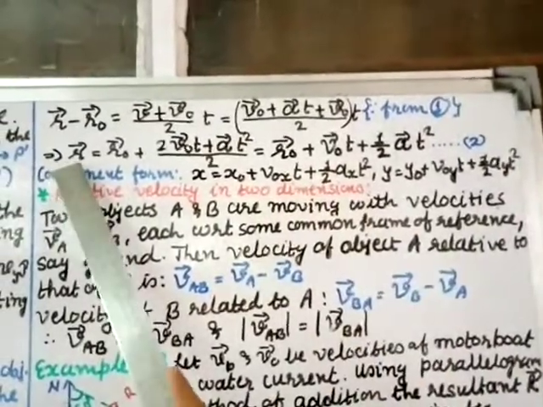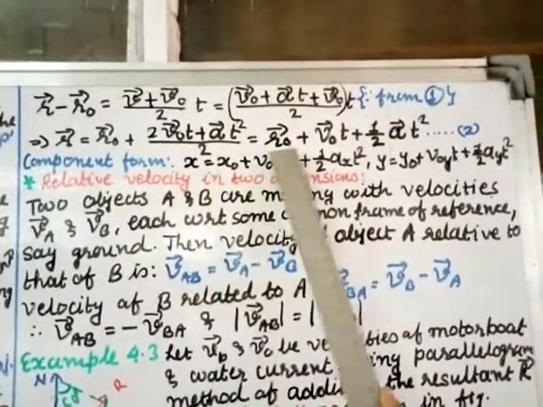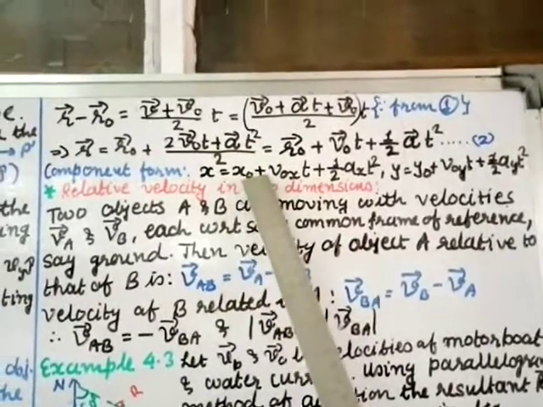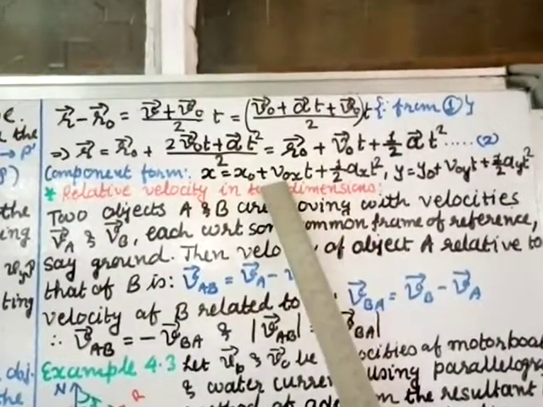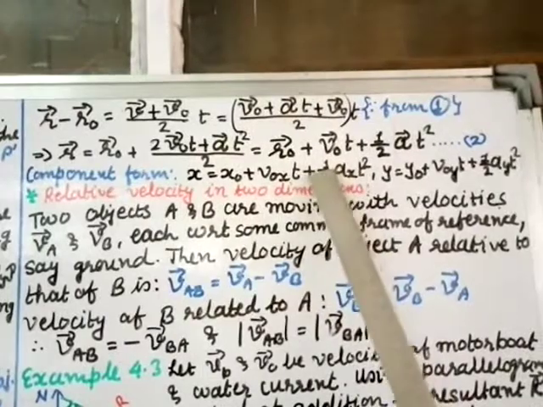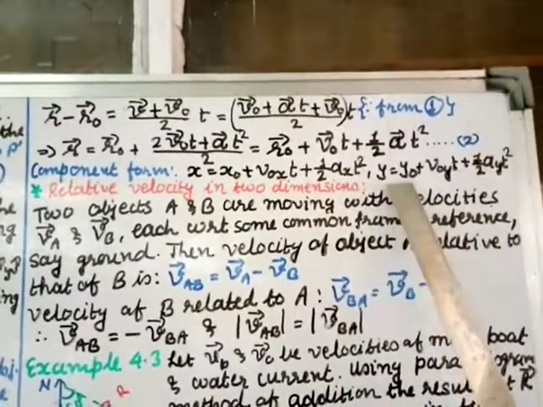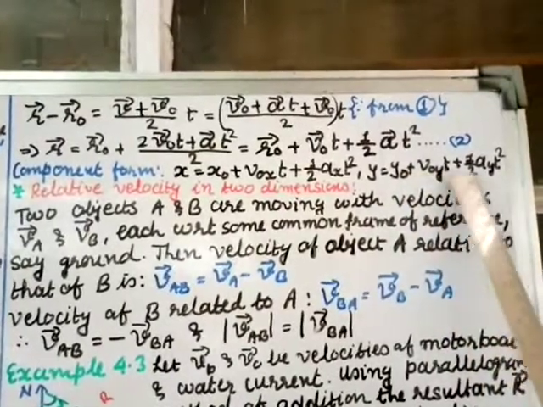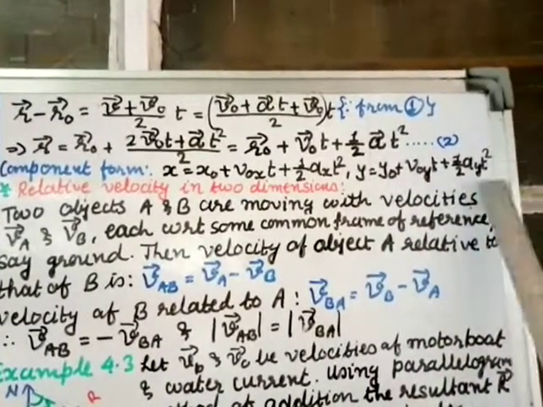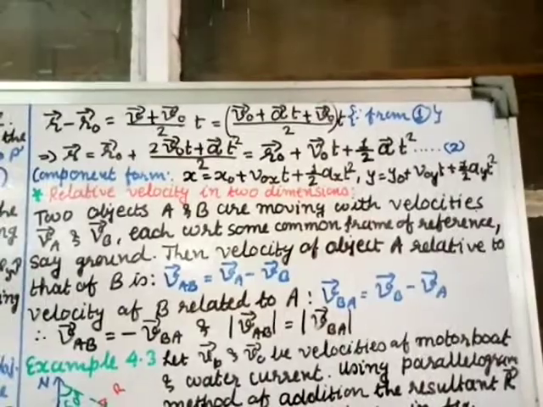So in the x component, the position is x equal to x naught plus v naught x t plus 1 by 2 a_x t square. And in the y component, y equal to y naught plus v naught y t plus 1 by 2 a_y t square. Okay, so this is in the component form.